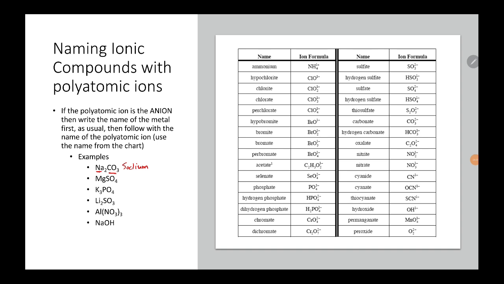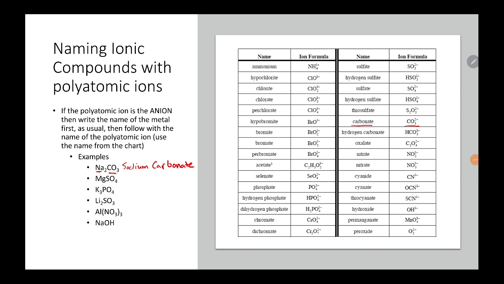So we can look in a polyatomic ion chart and see if there is a polyatomic ion with the formula CO3. And it turns out that is what we call the carbonate ion. So the name of this species will be sodium carbonate.